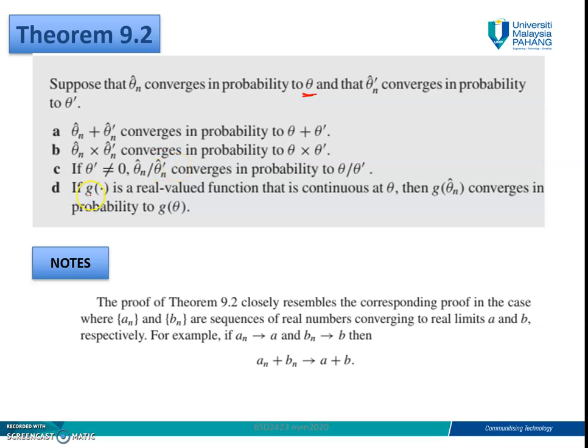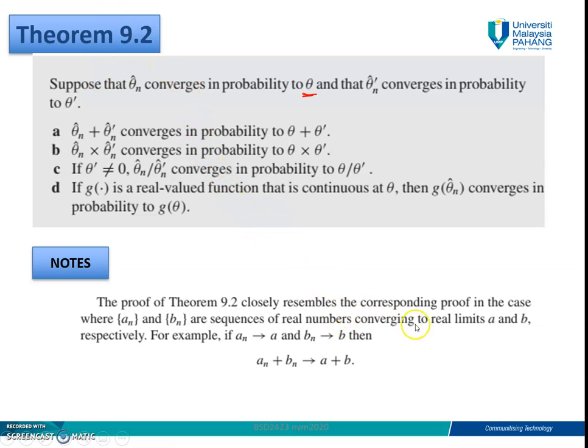If g function is a real valued function that is continuous at theta, then g of theta hat n will converge to g of theta. So that's theorem 9.2 actually, to make your life simple and easier. That means if you have the summation of theta hat n and theta hat prime n, it will converge to theta plus theta prime. So note here, we can prove theorem 9.2 closely.